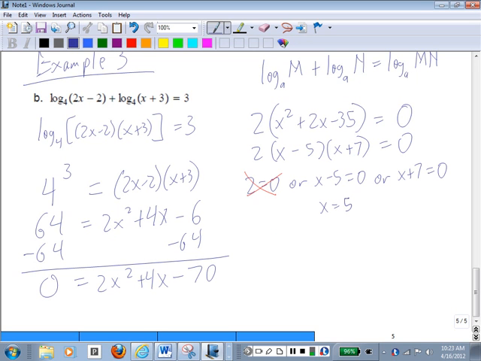X equals 5 satisfies the equation. X minus 5 equals 0. X equals negative 7 satisfies the equation. X plus 7 equals 0.